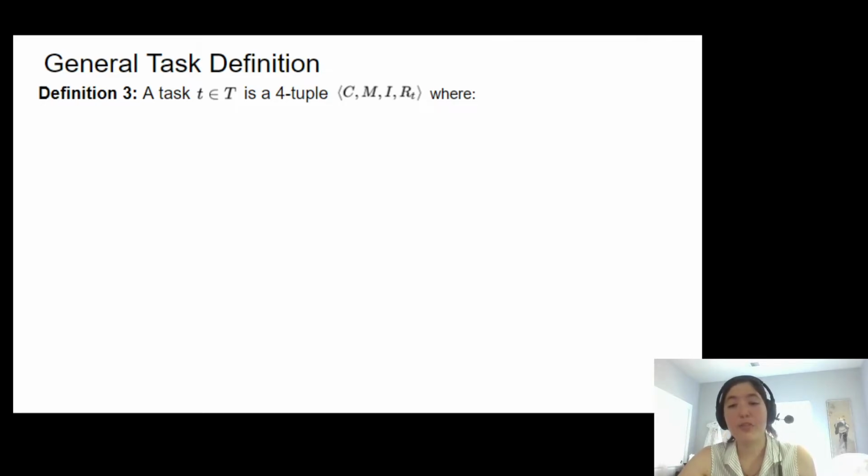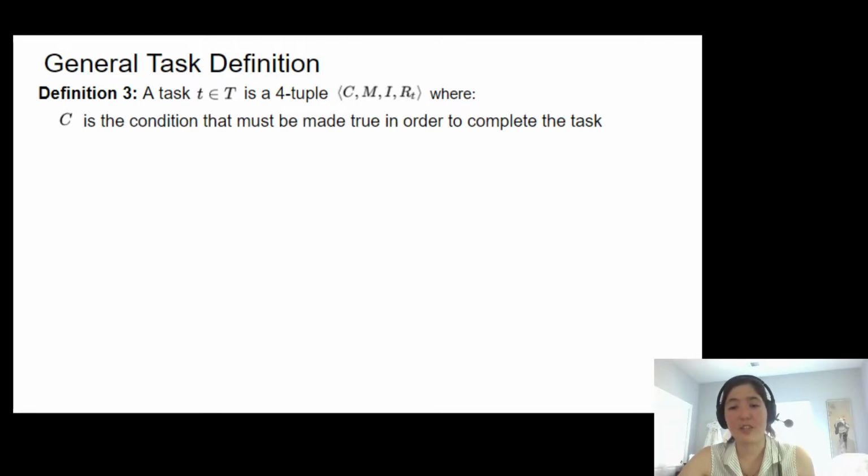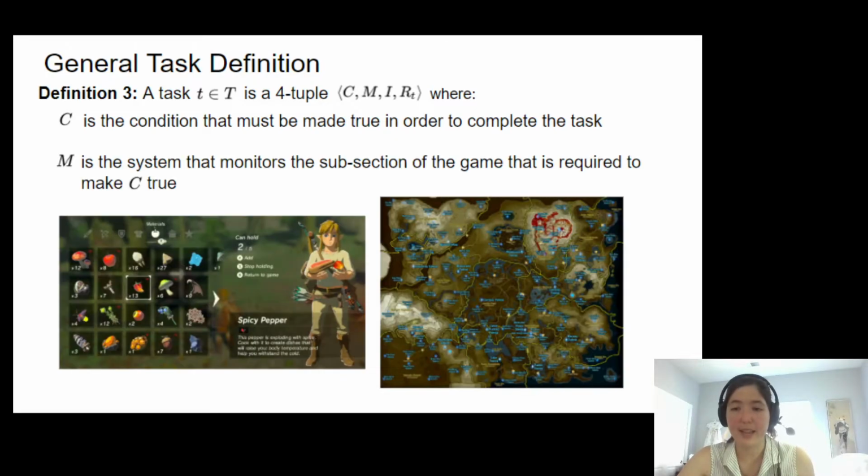Additionally, I want to more formally define what a task is. So generally, you can think of a task as the individual steps that a player needs to complete in order to finish their quest. However, this definition is one of the only ones that will actually define or more formally define what those steps are. So a task is made up of 4 things. The first is the condition C that must be made true in order to complete the task. M is the monitoring system that monitors the subsection of the game that's required to make C true.